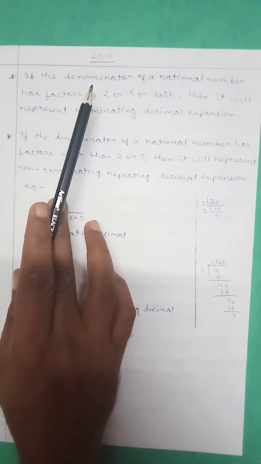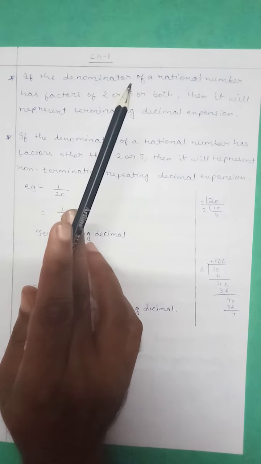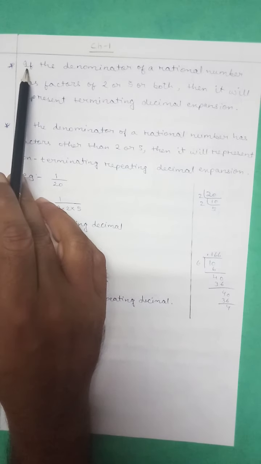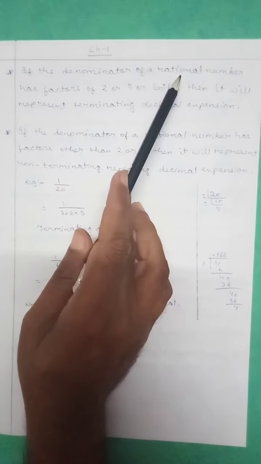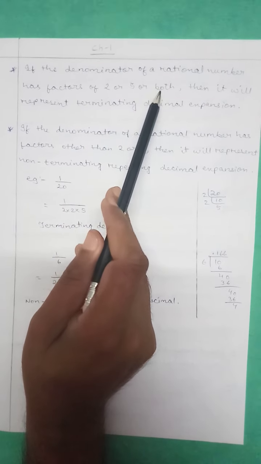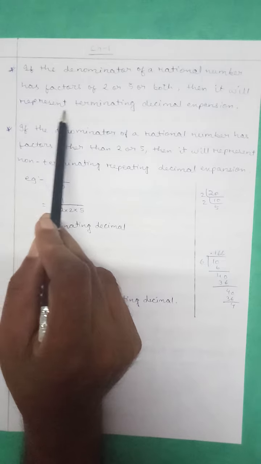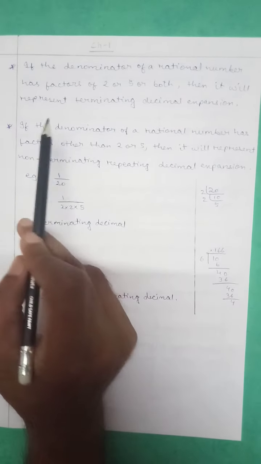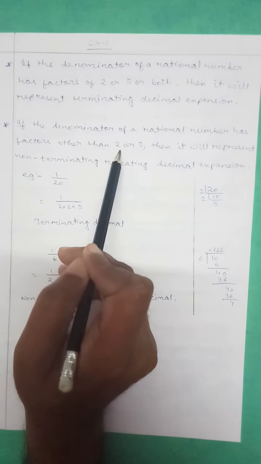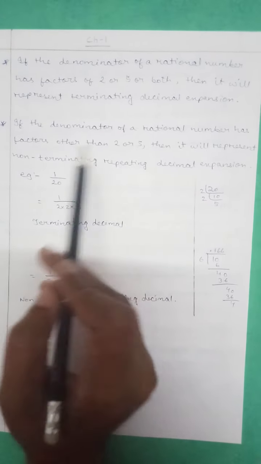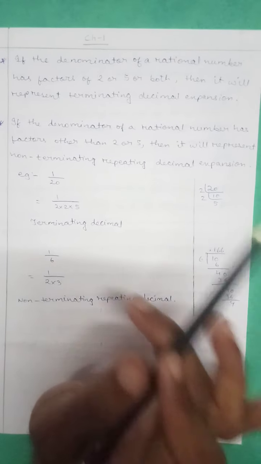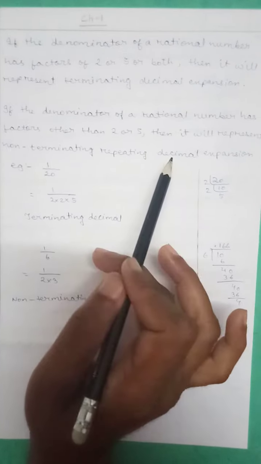How to judge whether a rational number will give you a terminating decimal or a non-terminating repeating decimal. For that, please remember, if the denominator of a rational number has factors of 2 or 5 or both of them, then it will always give you a terminating decimal. Whereas if the denominator has factors other than 2 or 5, then it will give you a non-terminating repeating decimal expansion. Please remember this. Even for the future you need it.